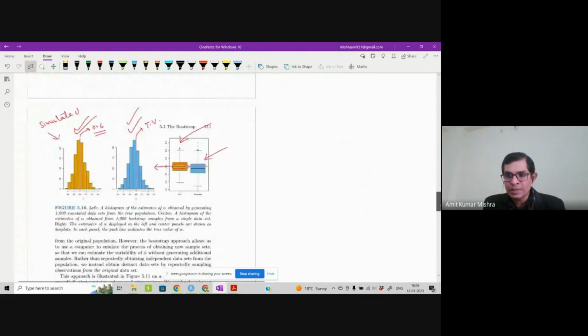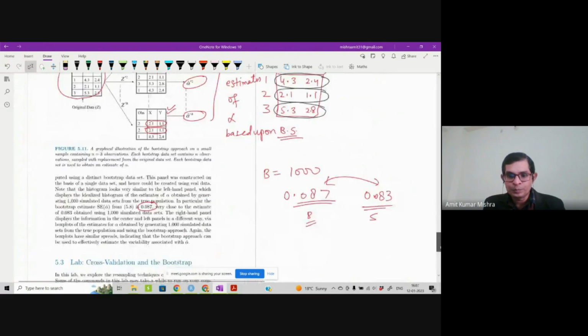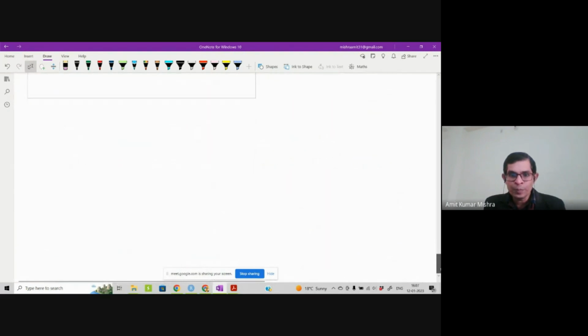Now what happens if you go into finding confidence intervals and testing of hypothesis? Testing of hypothesis: if I want to perform testing of hypothesis in bootstrap methods, what will happen? So I am taking an example.